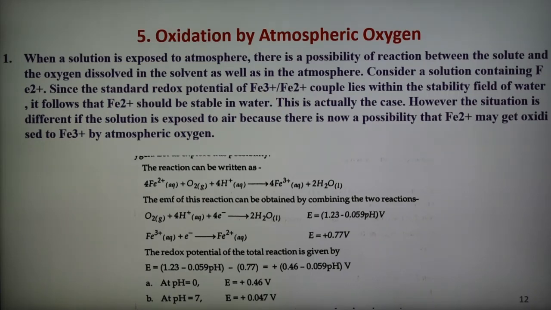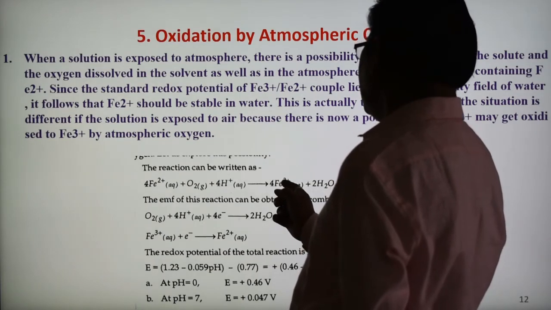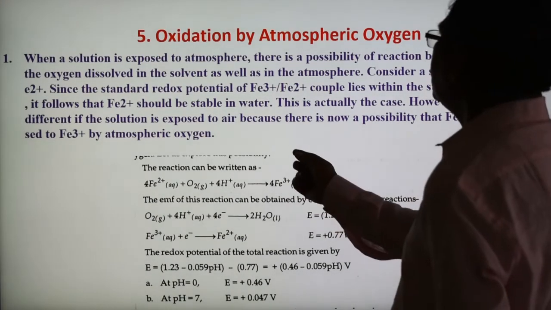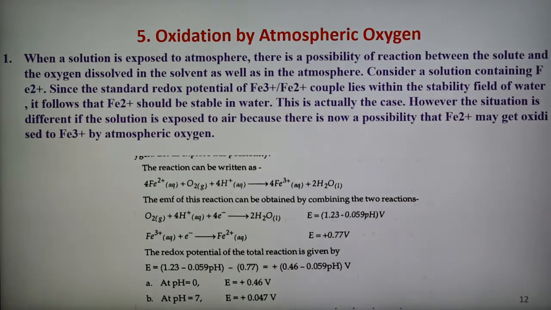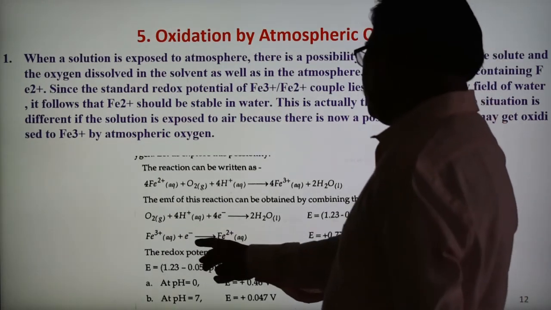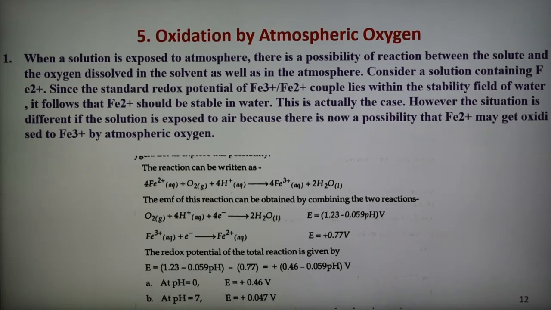Here is shown how it takes place. The reaction can be written as Fe2+ is oxidized to Fe3+, so it reacts with oxygen. The oxygen pressure in the atmosphere causes oxidation here. The EMF of this reaction can be obtained by combining the two reactions. For the other one, the potential is given for Fe3+ gaining one electron to form Fe2+, and the redox potential can be determined, and the total reaction is given here. The redox potential of the total reaction is positive in acidic condition. There is a spontaneous conversion of Fe2+ to Fe3+ in the presence of atmospheric oxygen.